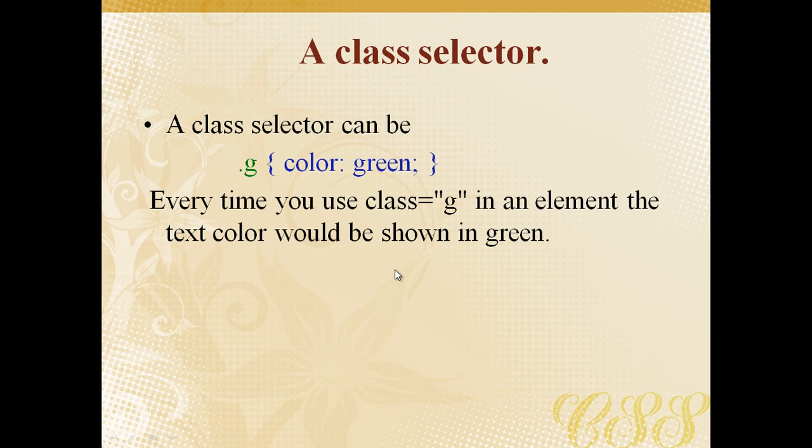So far we have seen the selector as an element. Now we have a class selector and it is given like this. .g color colon green. So this g can be used anywhere in the HTML element with the term class is equal to g. So every time you use class is equal to g in any element, the text color would be shown in green.